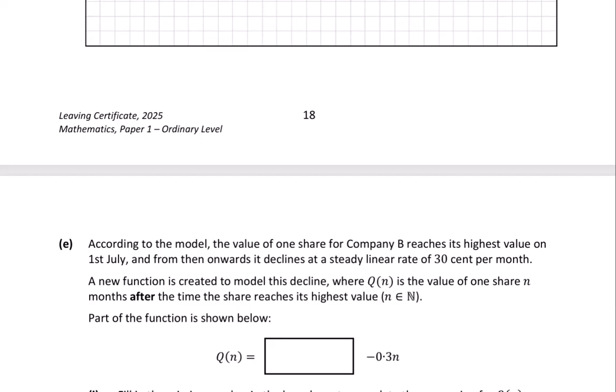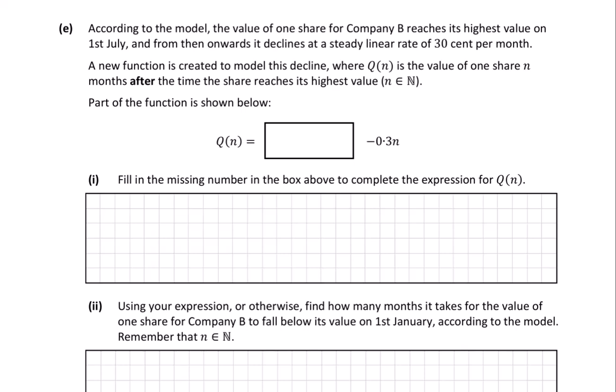Next question. According to the model, the value of one share for company B reaches its highest value on the 1st of July, and from then onwards it declines at a steady linear rate of 30 cents per month. A new function is created to model this decline, where Q of n is the value of one share n months after the time the share reaches its highest value. N is a natural number. Part of the function is shown below. Fill in the missing number in the box above to complete the expression for Q of n.